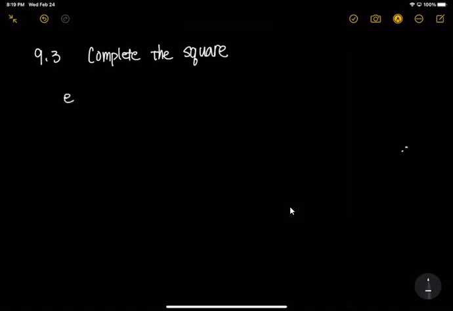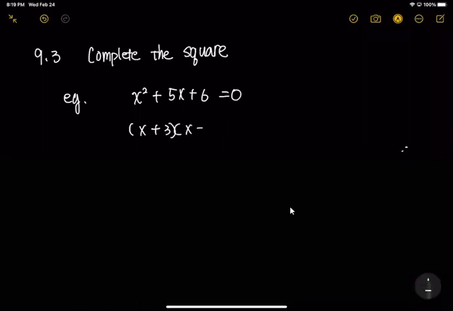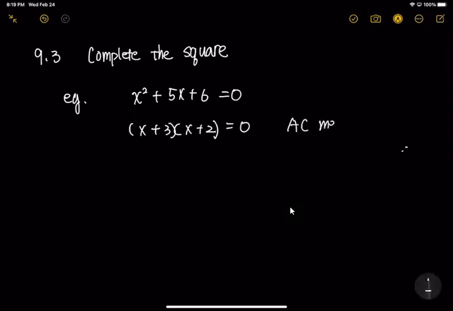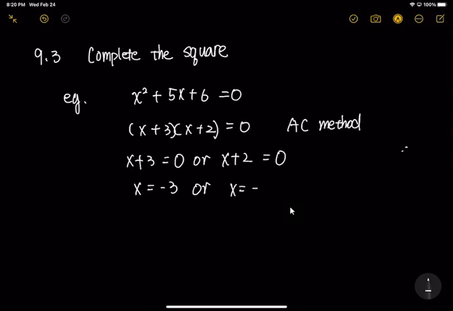Okay, so for example, we have x squared plus 5x plus 6 equals 0. Well, we know that using the AC method, we can factor it as (x plus 3)(x plus 2) equals 0. So in this case, by the zero product rule, we have x plus 3 equals 0 or x plus 2 equals 0. So we have either x equals -3 or x equals -2.